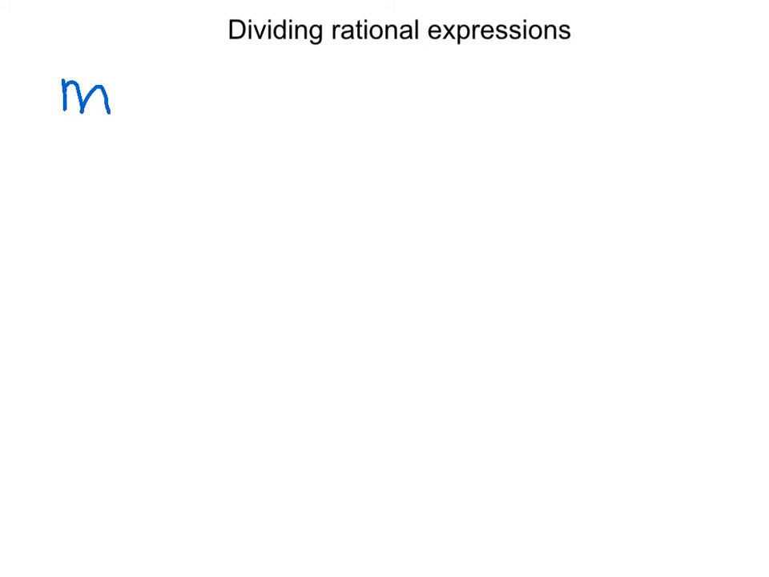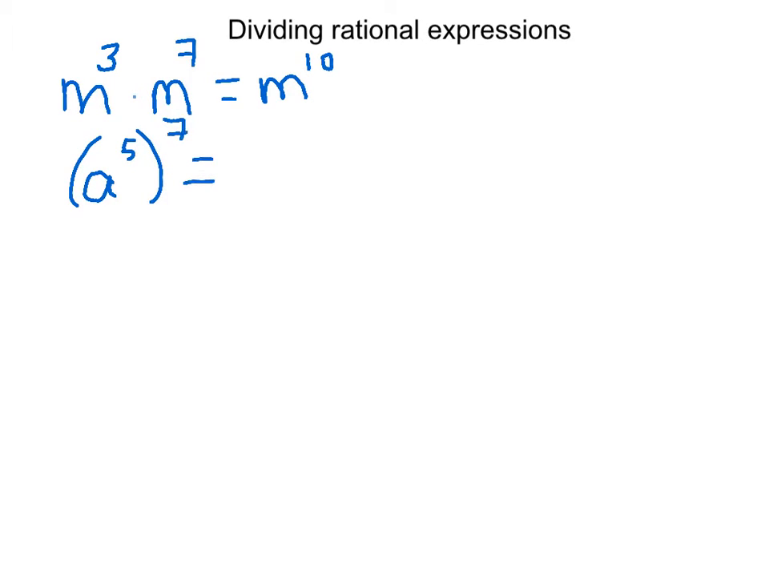If you have something like m to the third and you're multiplying it times m to the seventh, what do you do with those exponents? You don't multiply them, you actually add them. So you'll end up with m to the 10th. The time that you do multiply exponents is when you have something like this. If you have a to the 5th power and you're raising it to the 7th power, you would multiply them. When you raise a power to a power, you multiply them. So you end up with a to the 35th. That's a 3. And that's a 5.